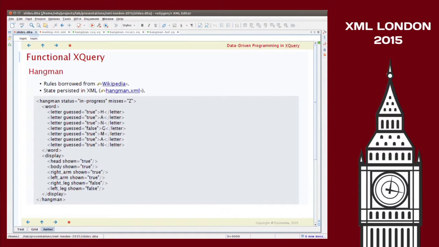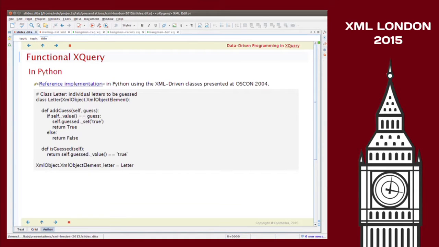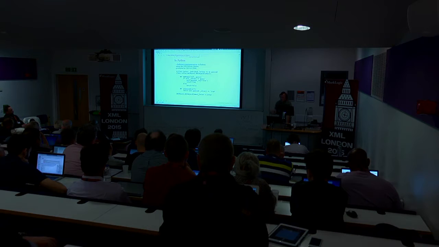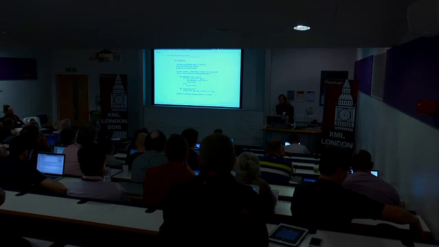To give you an idea of how that works, I will start by showing how it would work in Python with, again, these XML data-driven classes I have written. For each guess, I would define a method, and the method here is applied to the class called letter, and the class letter will be bound to the letter element in the XML document by this instruction. Basically, if the value of the letter is the guess, then the attribute becomes true, otherwise it's false.